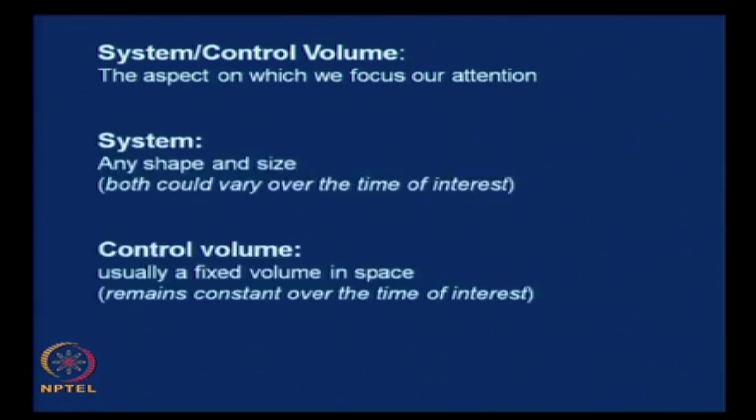There is a slight difference between the two: the system could be of any shape and size and could also vary over the time of interest of our particular dealing with that system, whereas a control volume usually is a fixed volume in space. It remains constant over the time of interest.